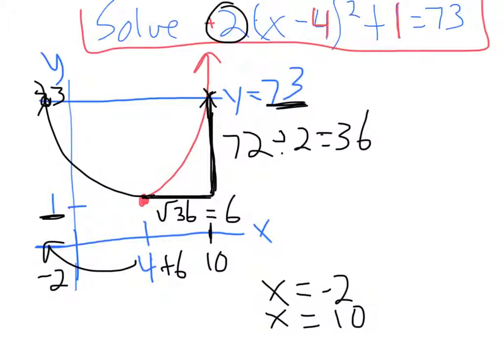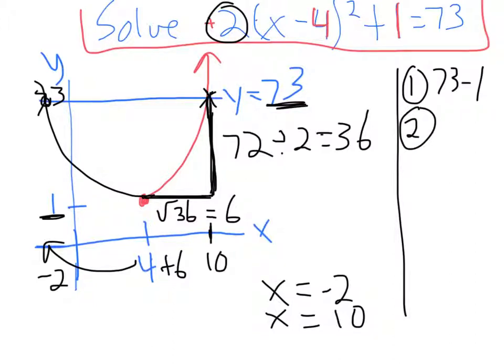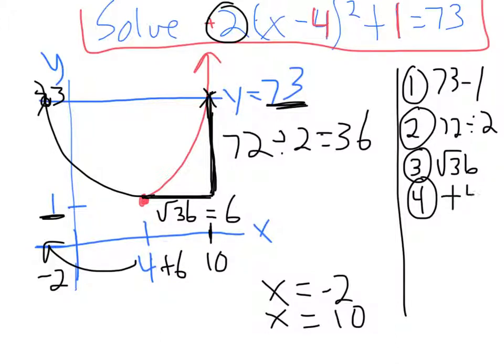So for example, if you want to really think about it this way, what are the operations that I did? Well, the first thing I did was I took 73 minus 1. And the second thing I did was to divide by 2. I took the 72 that was left and I divided by 2. And then the third thing I did was square root 36. And the final thing I did was to add 4.